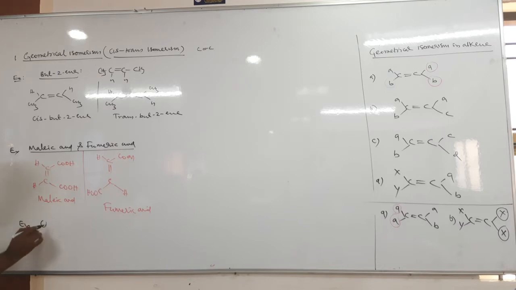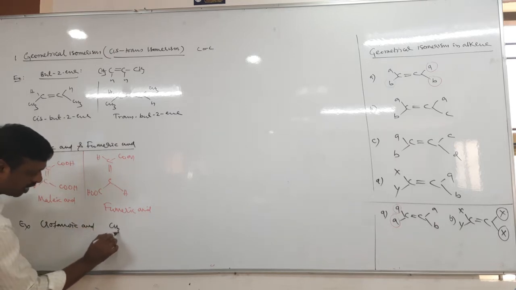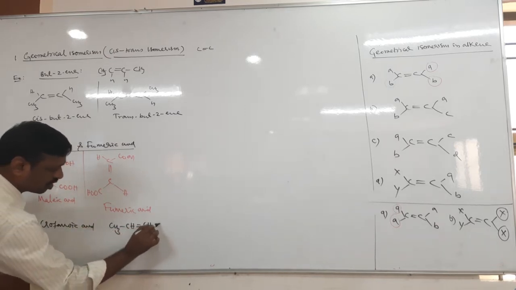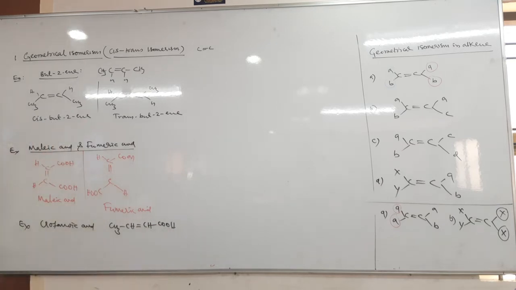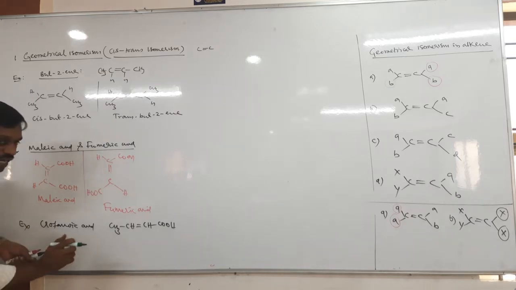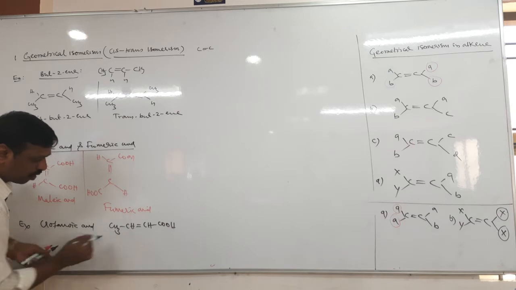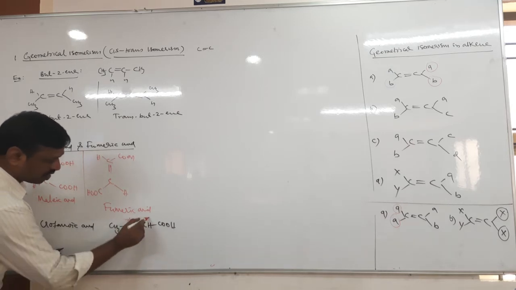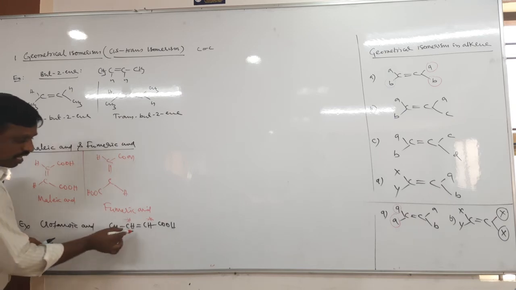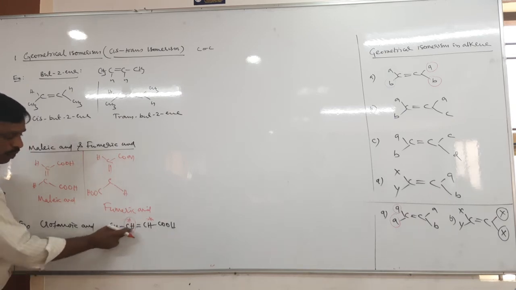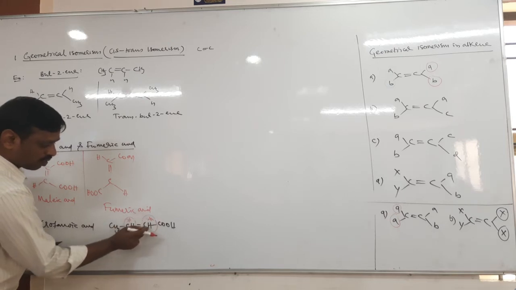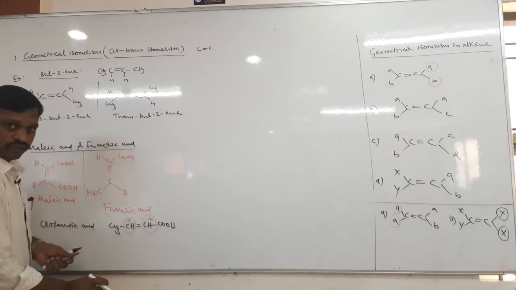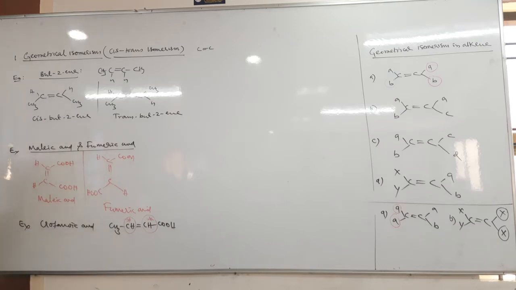Butenoic acid. CH3, CH double bond CH, COOH. So will you write cis and trans forms? How? To identify cis and trans, you first identify the double-bonded carbons. This is a double-bonded carbon. It is another double-bonded carbon. Tell me, this carbon atom has two different groups, no? Methyl group and hydrogen. This double-bonded carbon has hydrogen and COOH. So will you write cis and trans? Write the cis and trans forms.